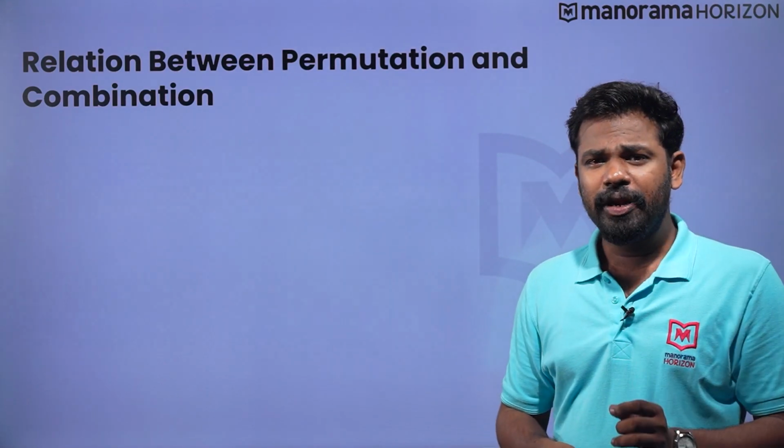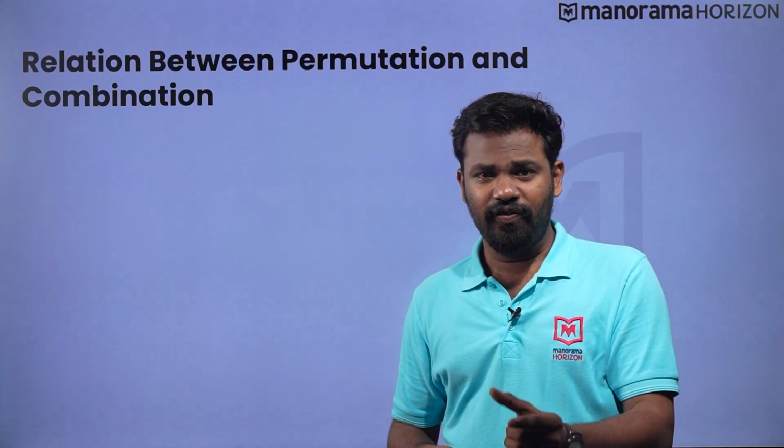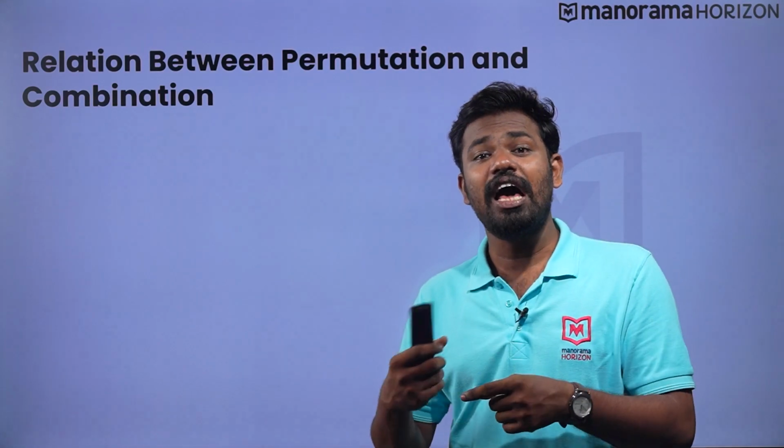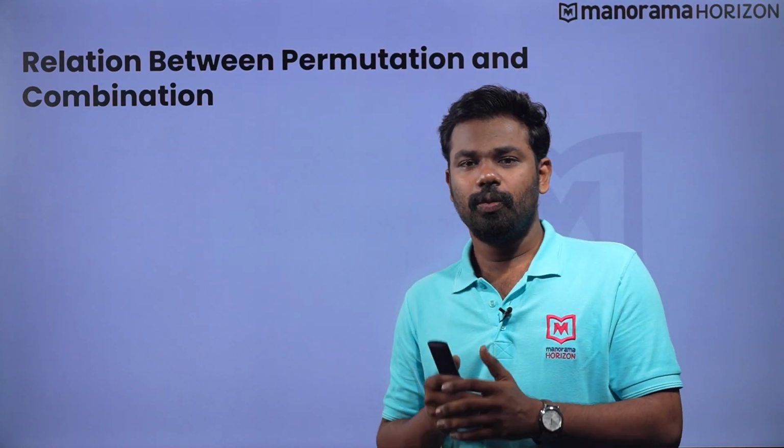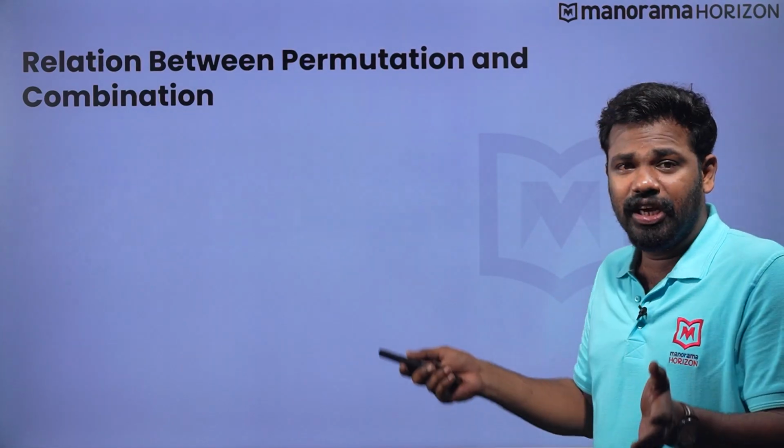So what is happening here is I select 5 from the 40 and also I arrange them, right? Here what is happening? The permutation is happening as well as what? Selection, or the combination, is also happening here. So both are interrelated. Now, what is the relation?